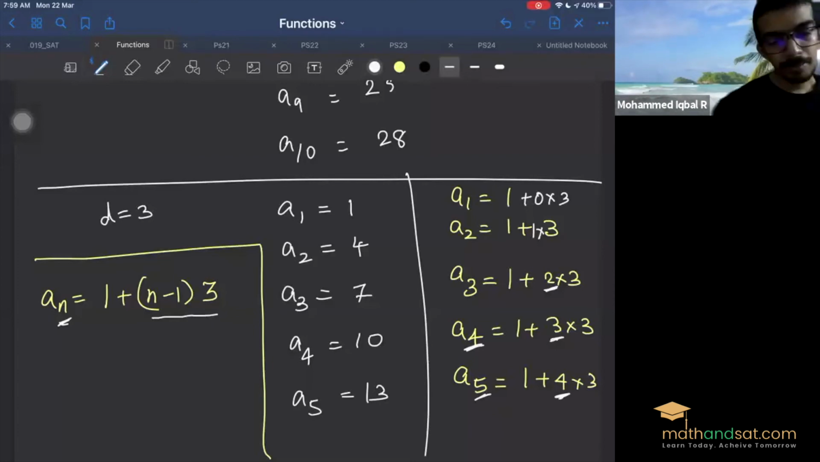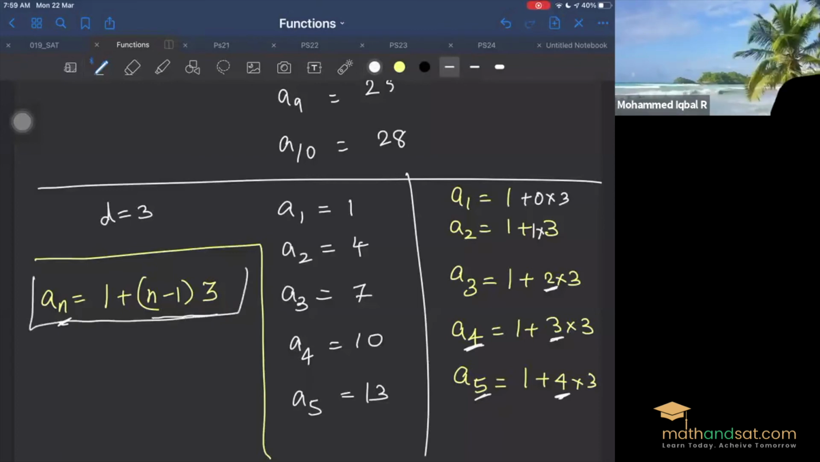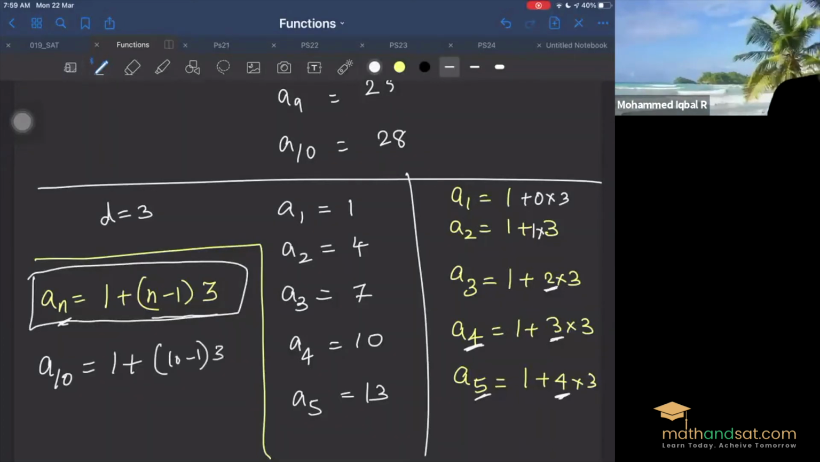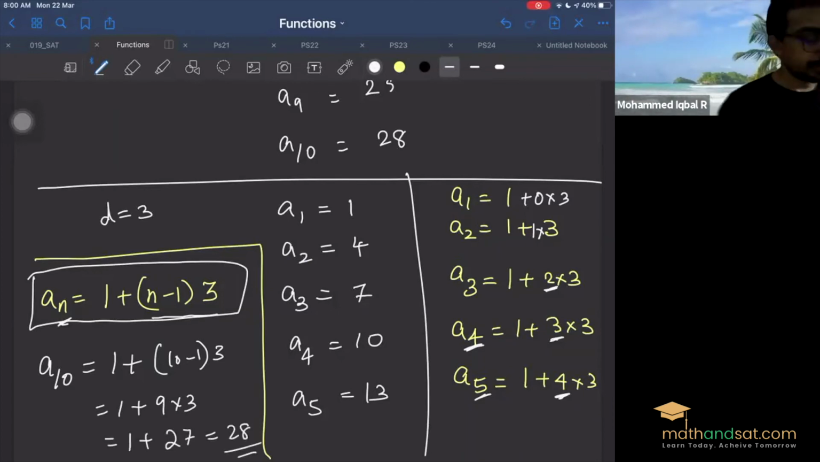Is that okay? So with this idea, you can simply find a10 as 1 plus 10 minus 1 times 3, which is 1 plus 9 times 3, which is 1 plus 27, which is 28. See, it's much easier now. Got it?